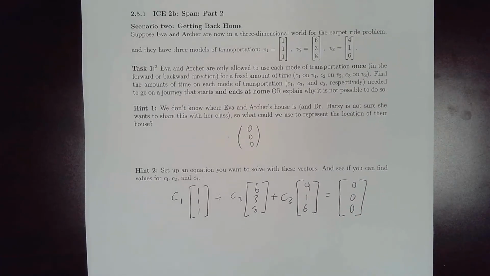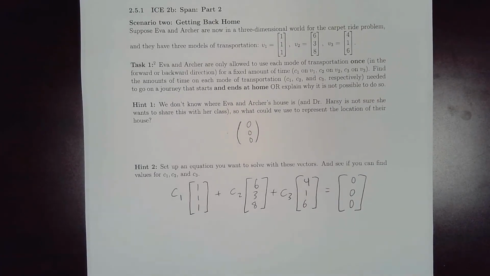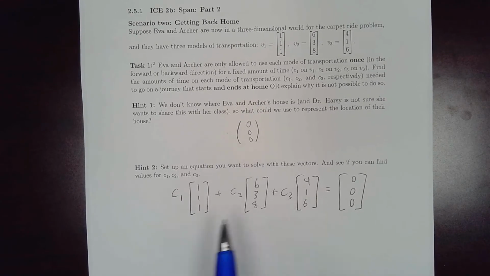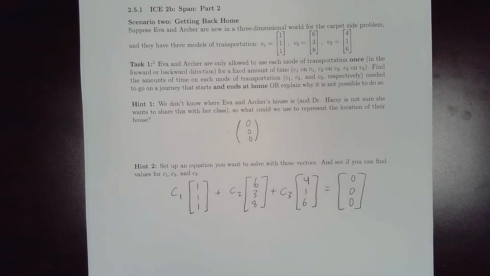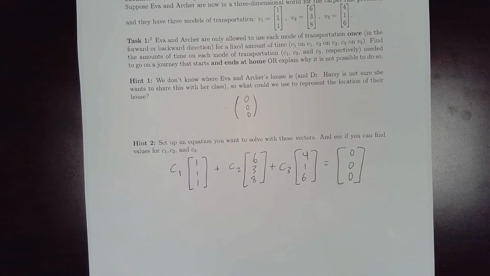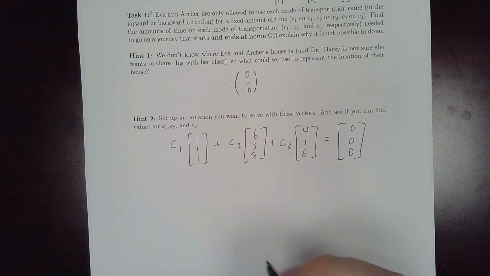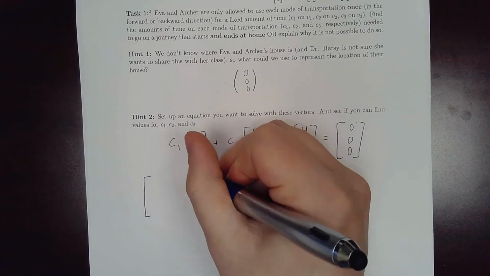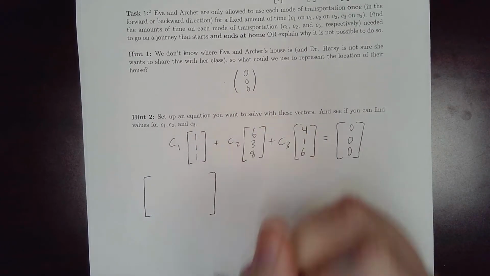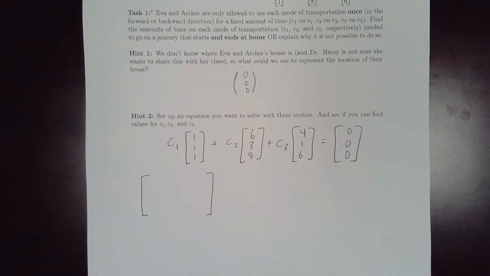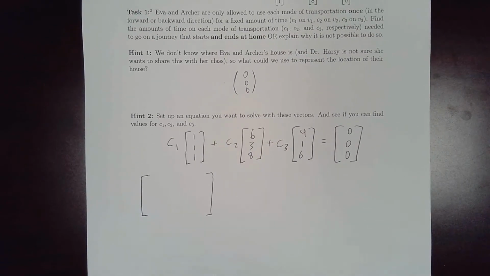Alright, so why C1, C2, and C3? Well, these are going to be our times that we spend on each of these different modes of transportation. And so we want to know how long we need to spend on each of these. So we can use this in order to create an augmented matrix. What I'm going to recommend is you take a moment to try to figure out what the system of equations is going to be and to determine what our augmented matrix is going to look like. Pause the video, see if you can figure it out, and then I'll show you what the augmented matrix is and what we get when we put it in reduced row echelon form.